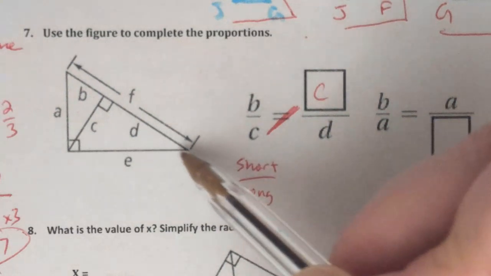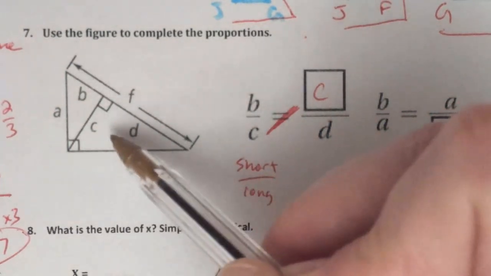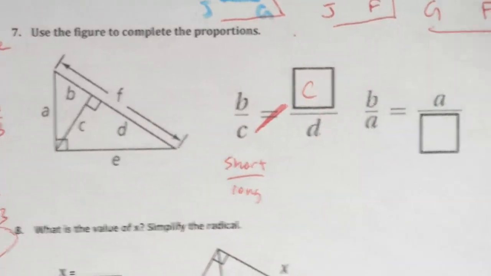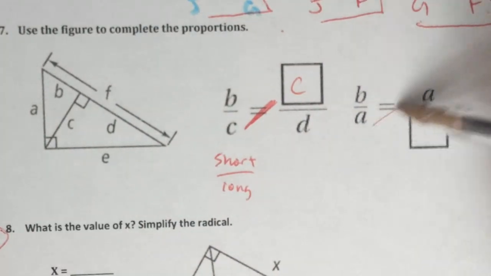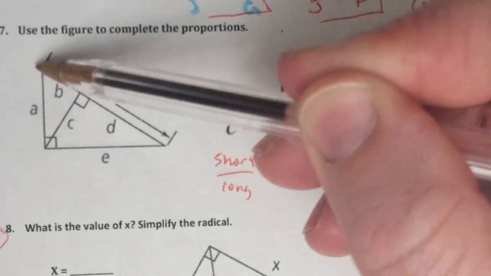All right, but on this triangle, that's short, long. And on this triangle, here's short, long. And that's how we got that one. And then this one right here, we know that these two are the same. Awesome. All right, so they said BA.